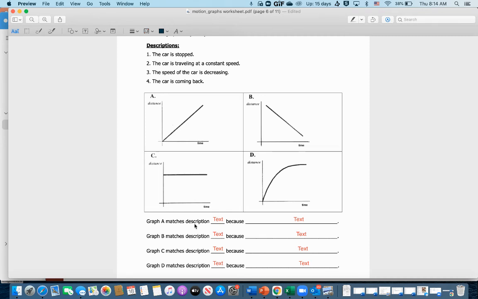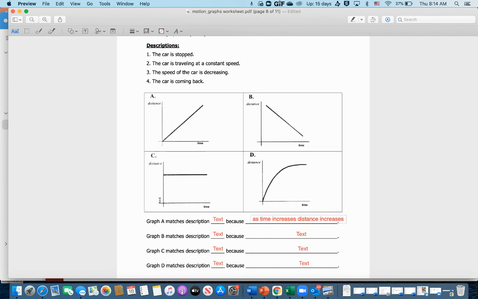I'm going to start with graph A. Which description does it match? I think it's always easier to write what's going on first. So for graph A, I'm just going to write what's going on. And I always start with "as time increases," because we're looking at what happens as I go across this axis right here. So as time increases, what happens? Distance increases.